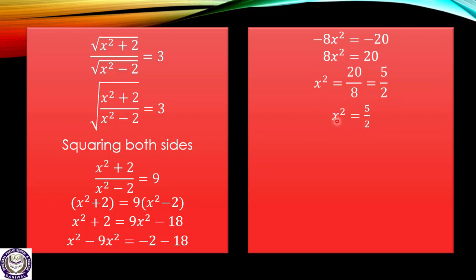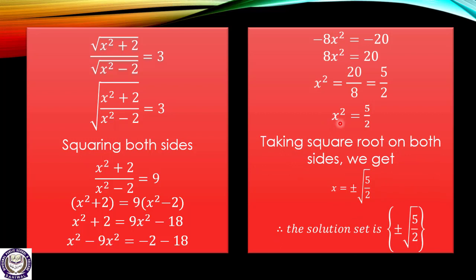We have to find the value of x, not x squared. So we take the square root on both sides and get x is equal to plus minus square root of 5/2. When we check this for the solution, we get the solution set as plus minus square root of 5/2.